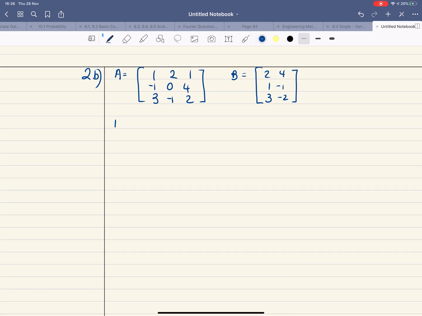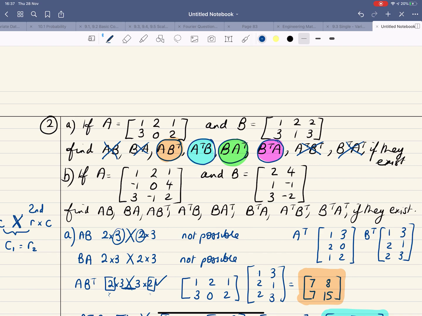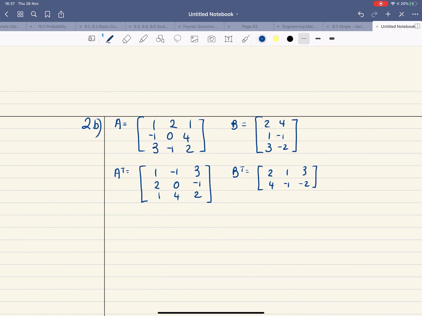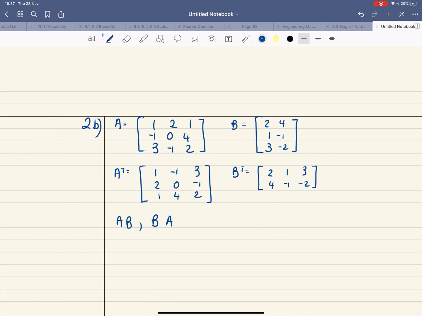Okay, so I am going to need A transpose. I might as well put those in underneath. So this is going to be 1, 2, 1, minus 1, 0, 4, 3, minus 1, 2. B transpose is going to be 2, 4, 1, minus 1, 3, minus 2. So, and then what is it? AB, BA, AB transpose, A transpose B.